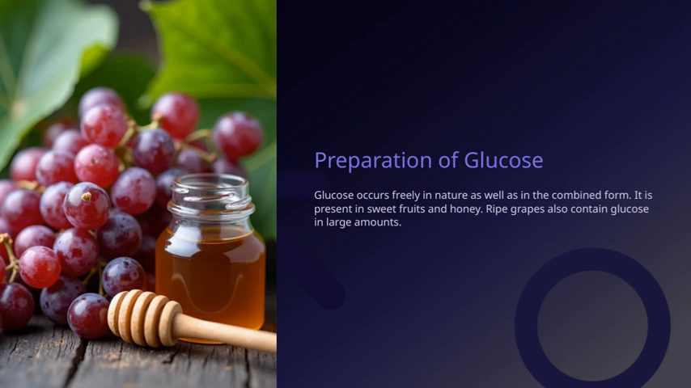When we talk about the preparation of glucose, it's important to understand these natural sources, as they form the basis for extracting or synthesizing glucose in the lab. This natural abundance also highlights the significance of glucose in biological processes and its role as a fundamental energy source. So, in summary, glucose is not only vital for our bodies, but also widely available in nature, which makes its preparation both interesting and essential for various applications.